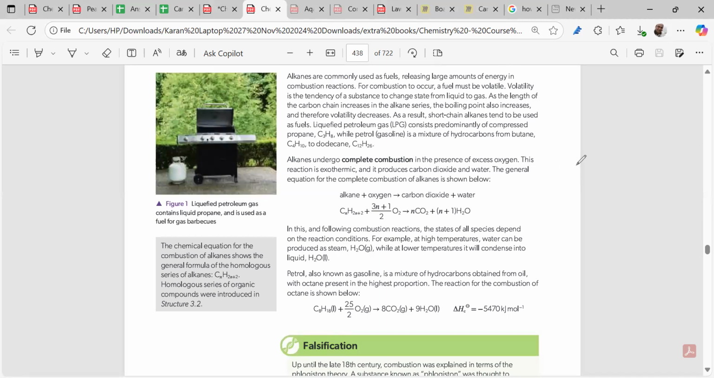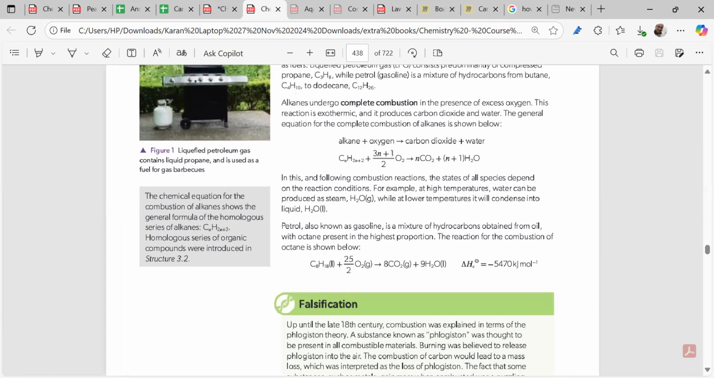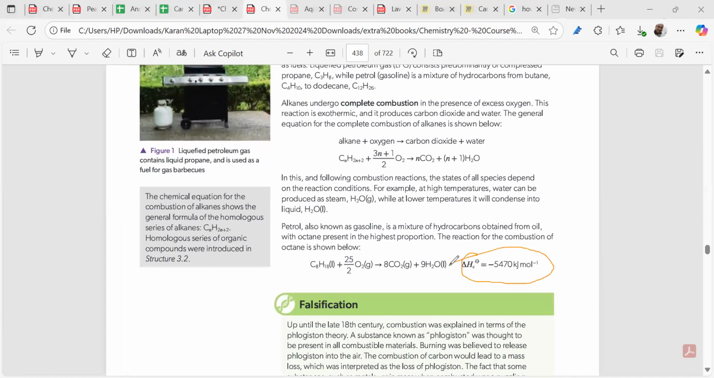sustain our lifestyle. Any organic compound you take, you can write down this equation: organic compound plus O2 gives you carbon dioxide plus water plus heat. Now, if you take incomplete combustion, incomplete means less amount of oxygen. It gives you carbon monoxide plus carbon plus water plus less amount of heat. So this is very important: complete combustion gives out more amount of heat. The enthalpy of combustion is more.